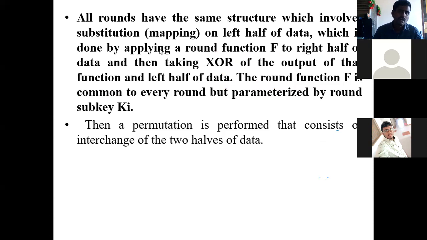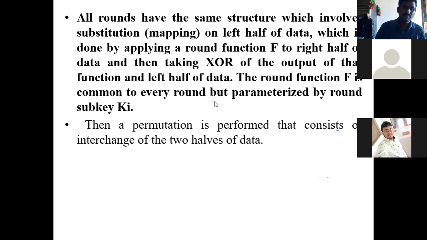You see here, all rounds have the same structure. So we perform the substitution on the left half of the data, which is done by applying a round function F to the right half of the data, and then we take the XOR of the output of that function and the left half of the data. So this is what I explained just before in the structure, and the round function is common to every round, but it is parameterized by the round subkey K. I told you the keys are different in each round.